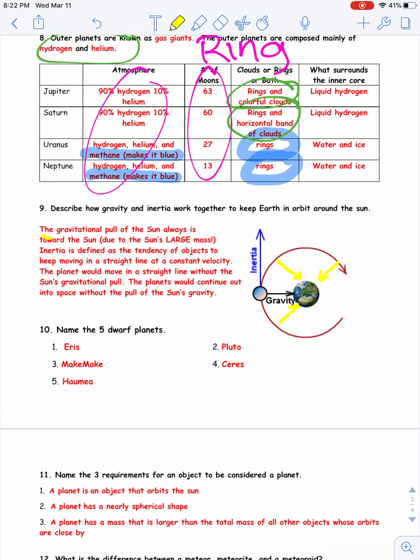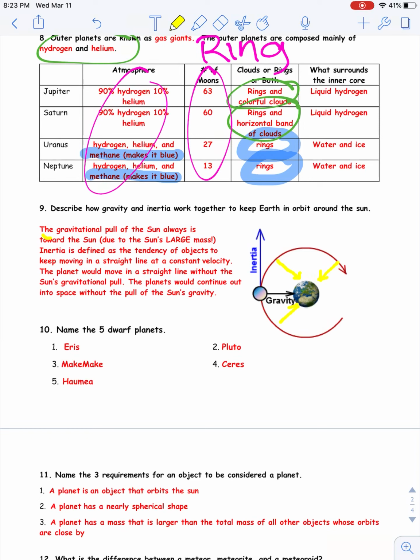But in this case, an object in motion is going to stay in motion, and it wants to move in a straight line unless acted on by an outside force. Well, that outside force that's keeping us from moving in a straight line is gravity. So inertia is defined as the tendency of objects to keep moving in a straight line at a constant velocity. Remember, velocity: speed and direction.